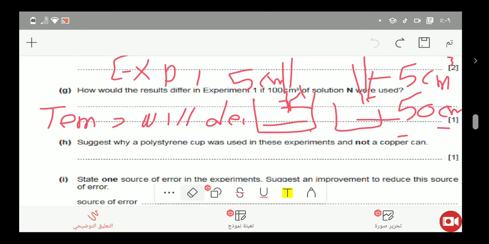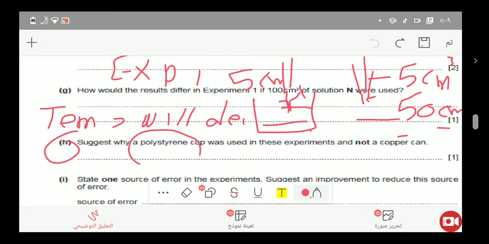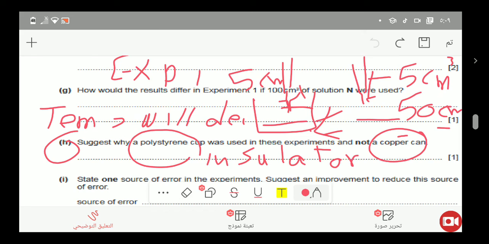Okay, next question. Suggest why a polystyrene cup was used in these experiments and not copper. As you know, during this experiment the temperature is recorded, so the cup becomes hot. If we use copper we cannot touch it. Polystyrene is an insulator, while copper is not an insulator, it is a heat conductor. You can write it or not as you want.